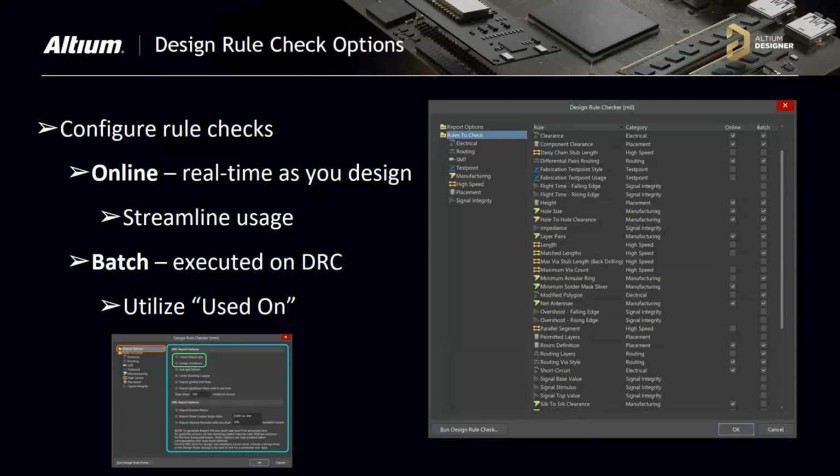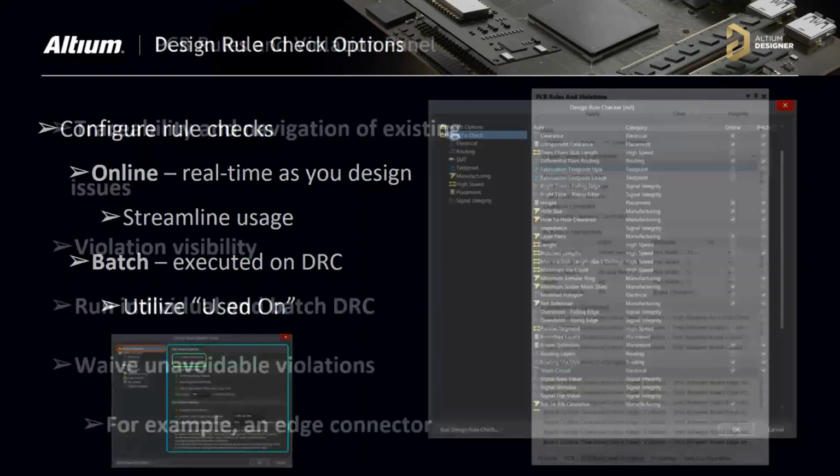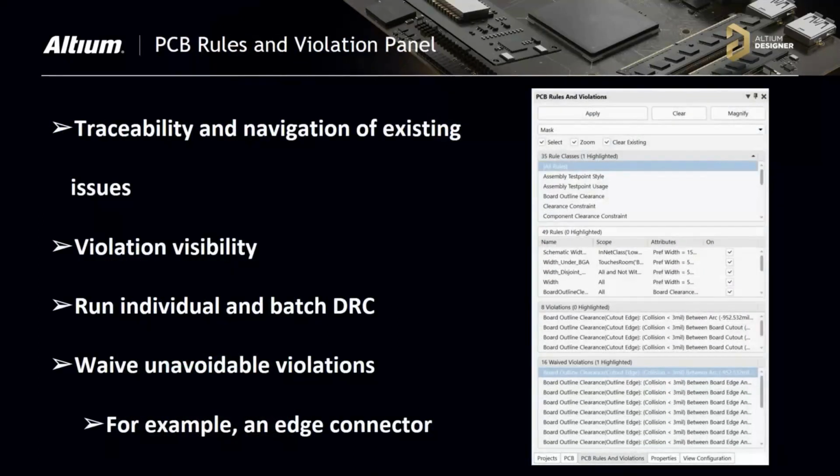Rest will be a batch. Okay, because clearance is a very important aspect as per my thinking. That's why I choose clearance and the width rules as online. Rest will be batch. Okay, and the PCB rules and violations panel.